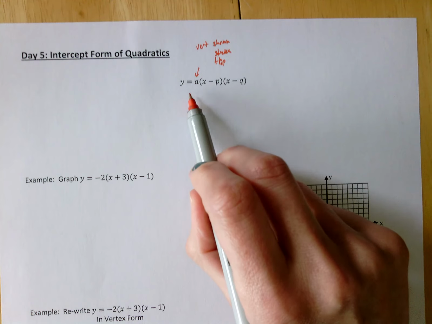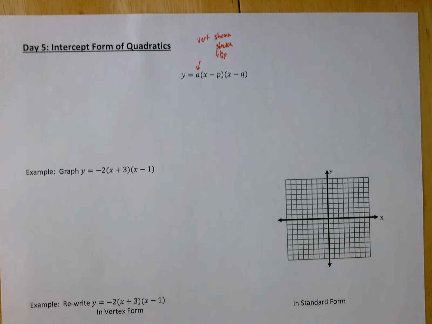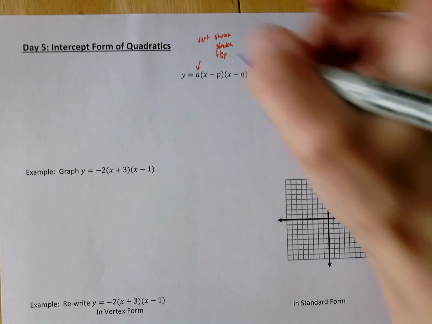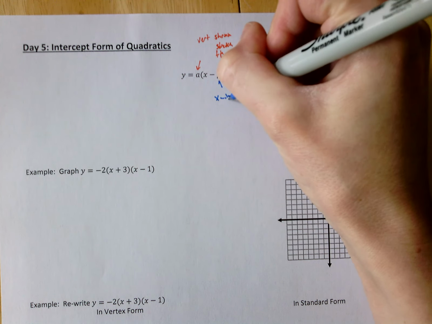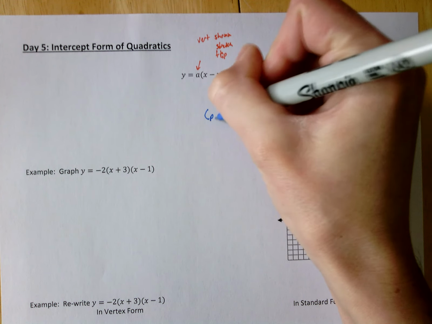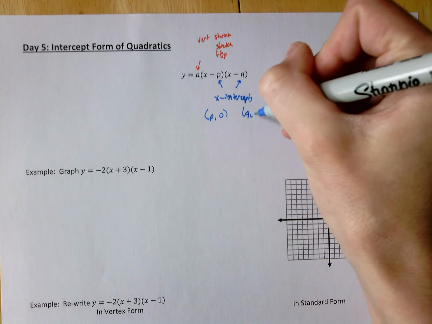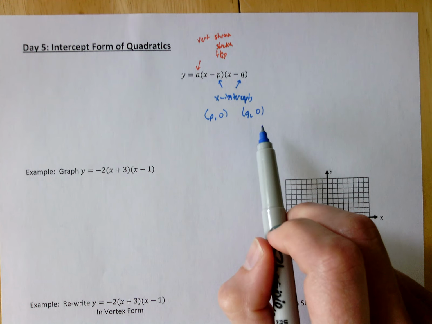Okay, so this is our vertical shrink, stretch, or flip right there. Okay, the P and the Q values are going to be your X intercepts. Okay, so P and Q represent your X intercepts, which are going to be the points P, 0 and Q, 0, right? So they're X intercepts, the Y coordinate has to be 0.